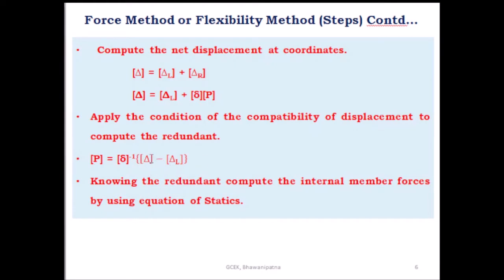This is the net displacement, and this is the displacement due to the external loading. This is the flexibility matrix, and this is the inverse of the flexibility matrix. Knowing the redundants, compute the internal member forces by using the equations of statics. After getting the redundant force, you can find out the internal member forces by using the equations of statics.